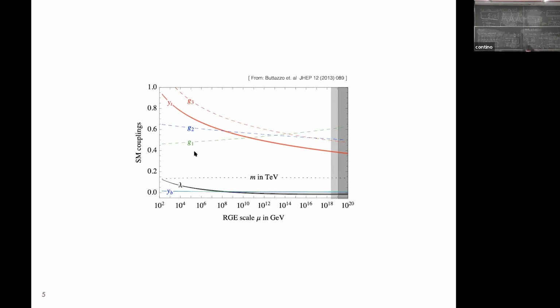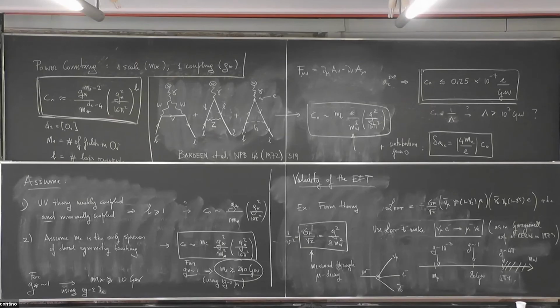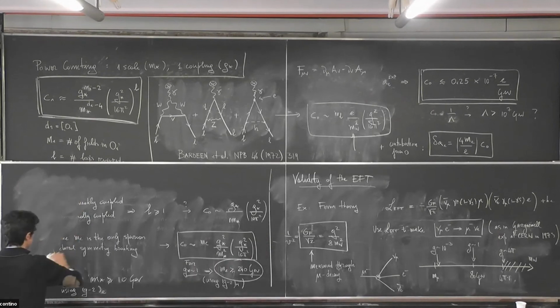There is only one operator which is gauge invariant, and you can write at the dimension 5 level, called the Weinberg operator. And this operator, let me stop the sharing and come back. This Weinberg operator is the one which is required to give the neutrino mass.